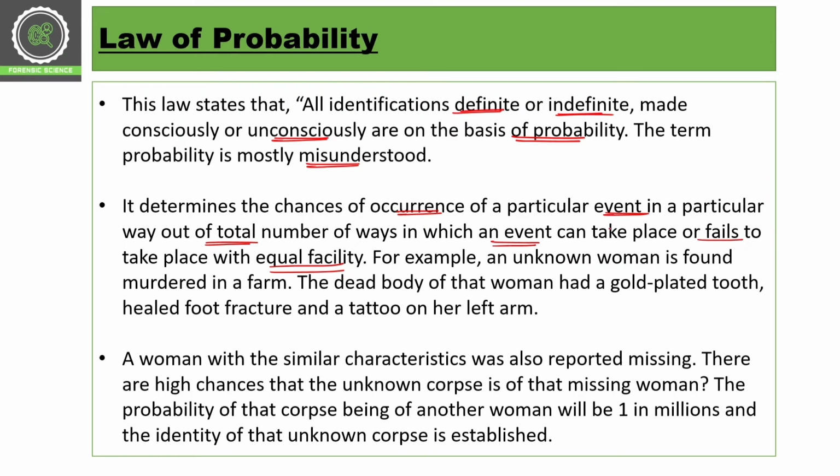For example, an unknown woman is found murdered in a farm. The dead body of that woman had a gold plated tooth, a healed foot fracture, and a tattoo on her arm. A woman with similar characteristics was also reported missing. There will be a probability that that missing woman can be that dead lady. So there are high chances that the unknown corpse that is found is that of the missing woman. The probability of that corpse being of another woman will be 1 in a million, and the identity of the woman's corpse is established. Clear?